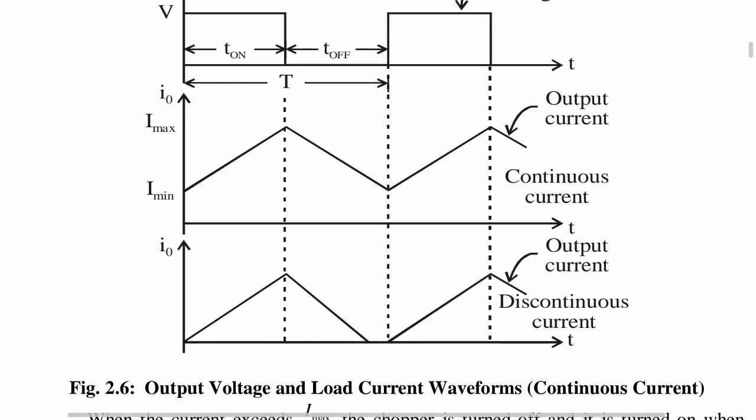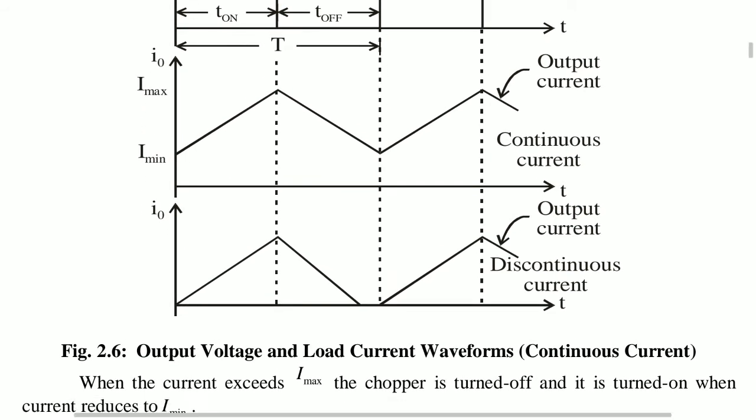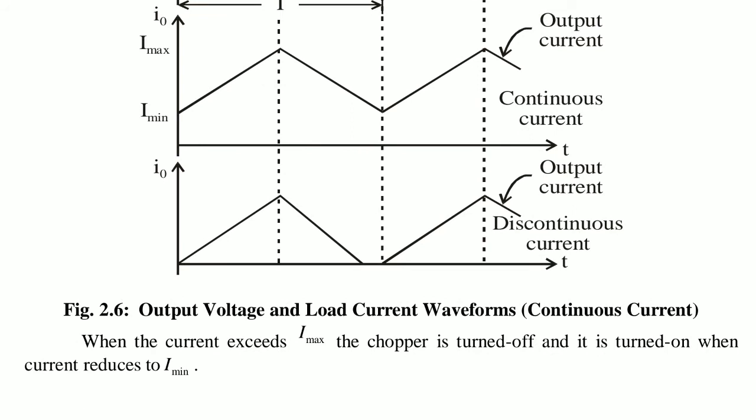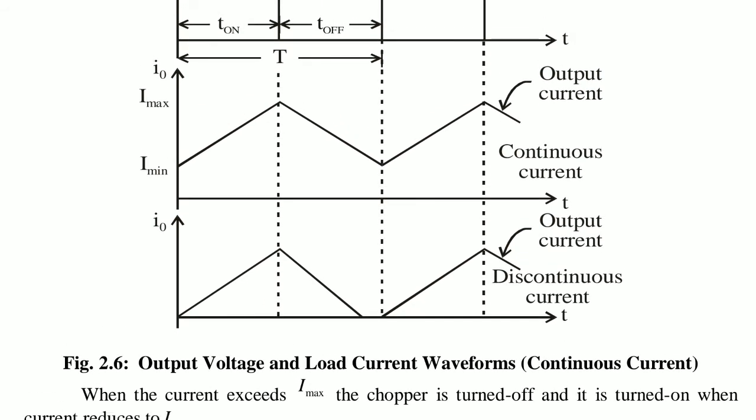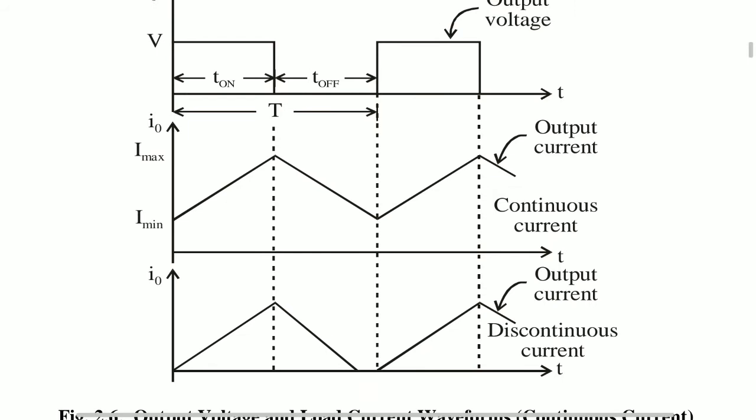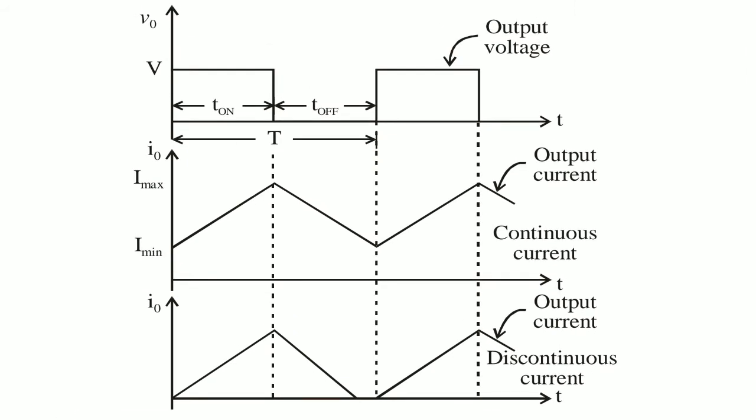So we will move forward. One can see one line: when the current exceeds I max, the chopper is turned off, and it is turned on when the current falls to I minimum. So this is the behavior for the continuous type of current. Now we will move forward to another type of chopper, that is, the step up chopper.